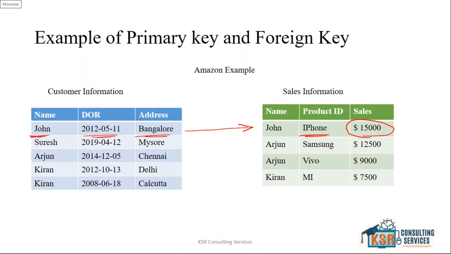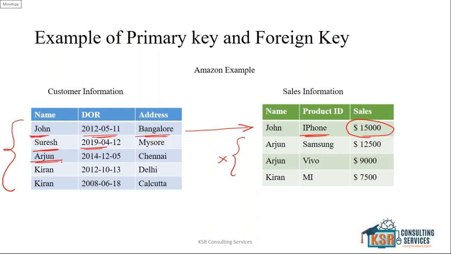Suresh, among all the customers, he is a customer who has joined very late. I would say very recently. He has joined Amazon very recently in 2019. He has not purchased anything. I don't see Suresh name here. He has not purchased anything.